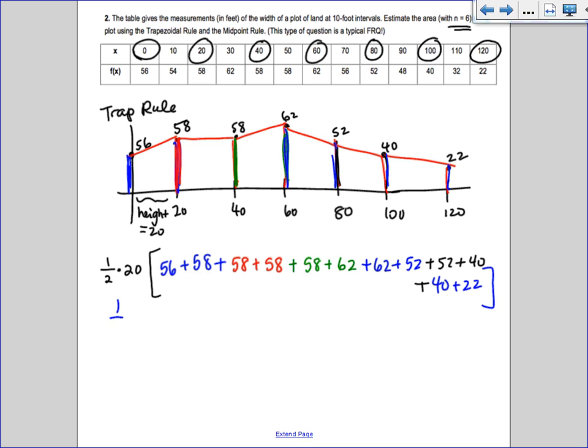So I have 1/2 times 20 times, did you guys get 618? So 1/2 times 20 is going to be 10. So I get 10 times 618, 6180. That's it.